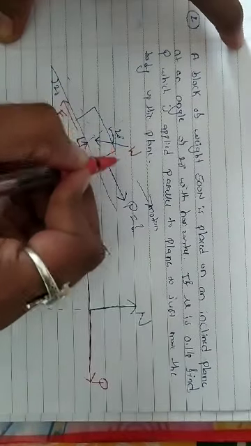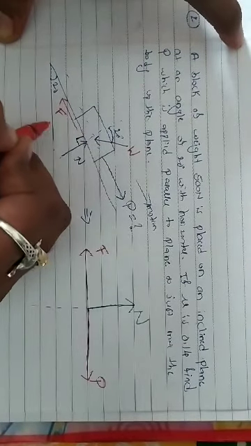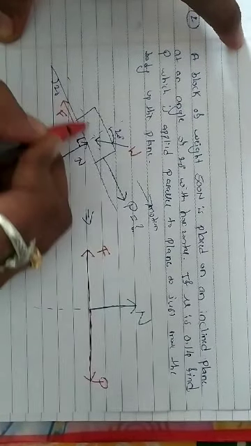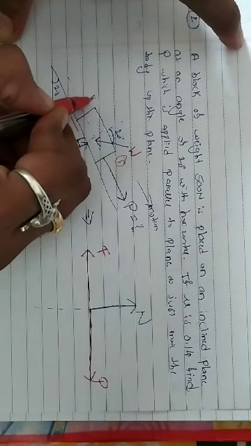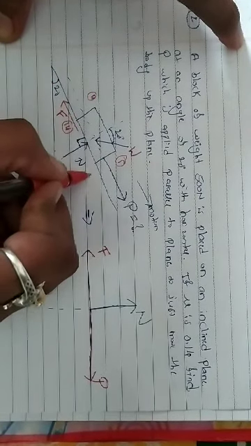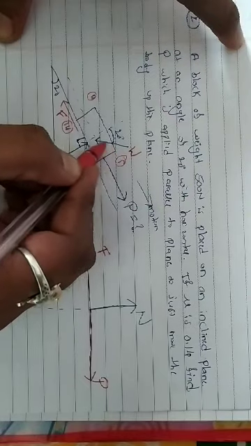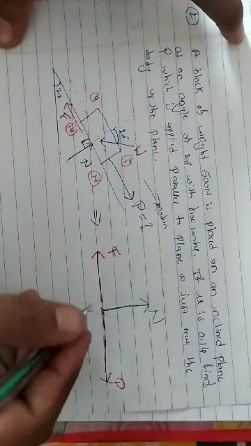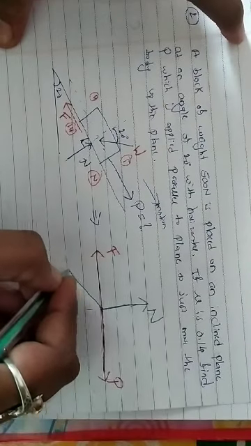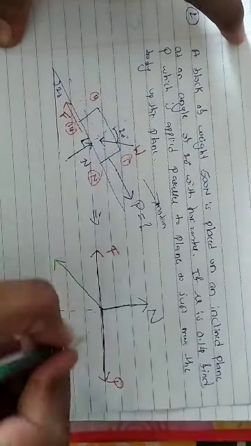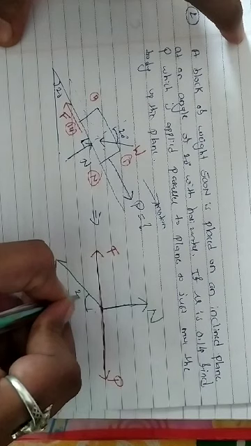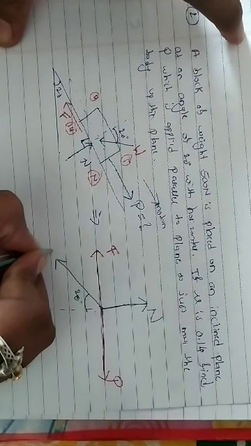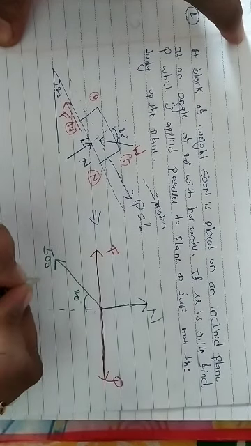Now this is W. It is acting in the third quadrant. This is the y-axis, this is the x-axis, first quadrant, second quadrant, third and fourth quadrant, right? So weight is acting in the third quadrant, so this is the weight. The angle is 20 degree with the vertical. This is W. W is given as 500, right?